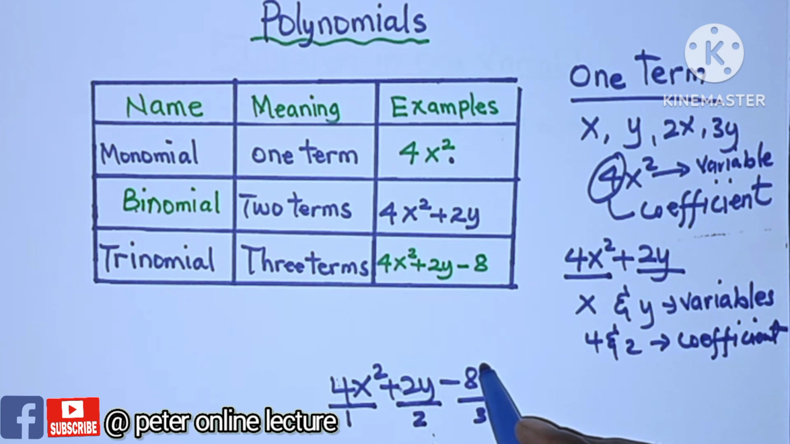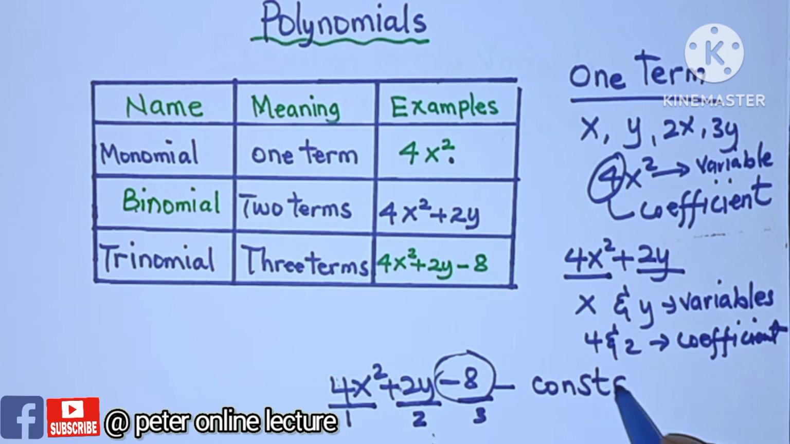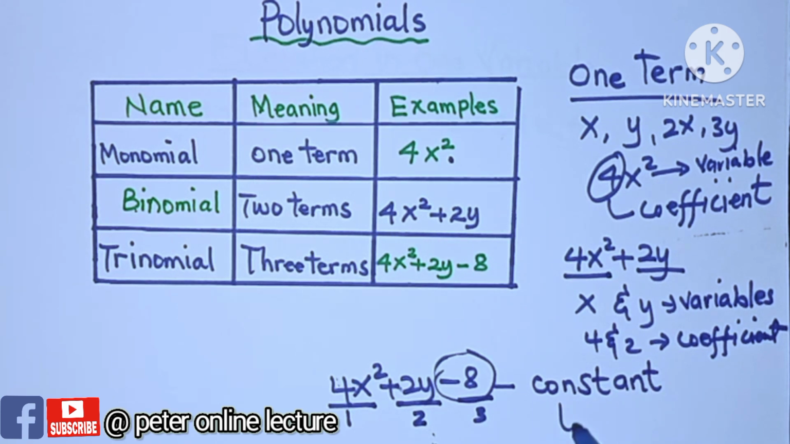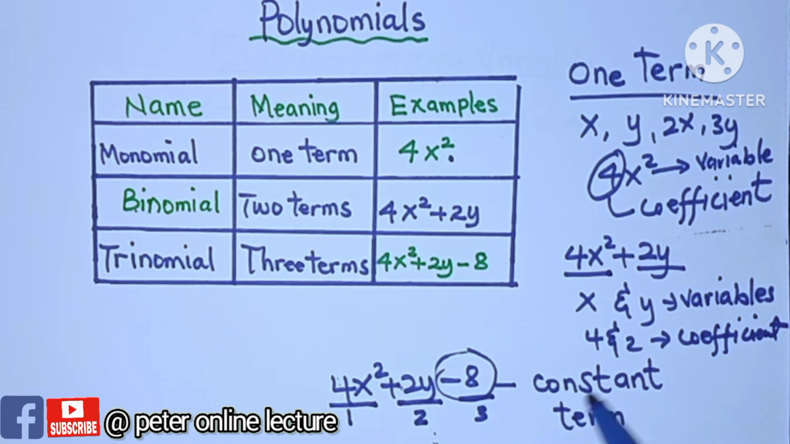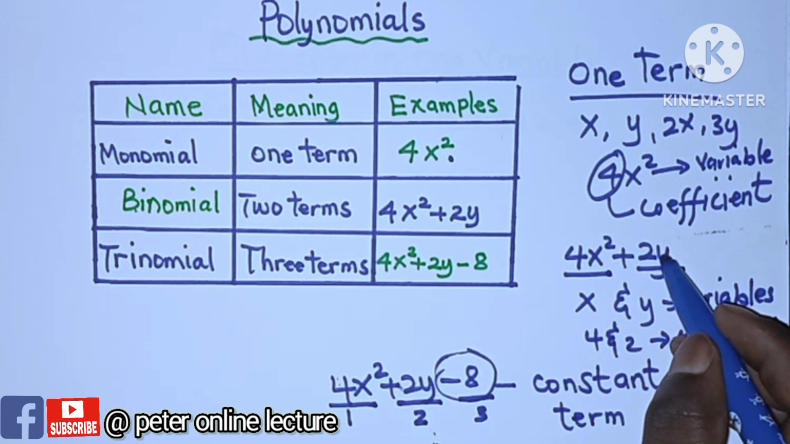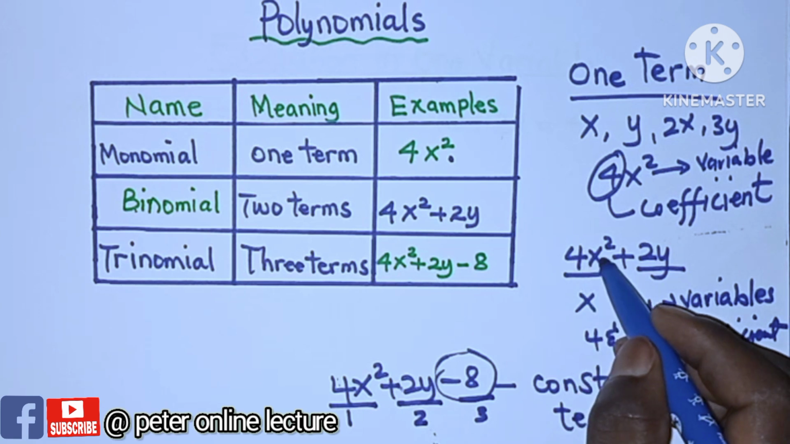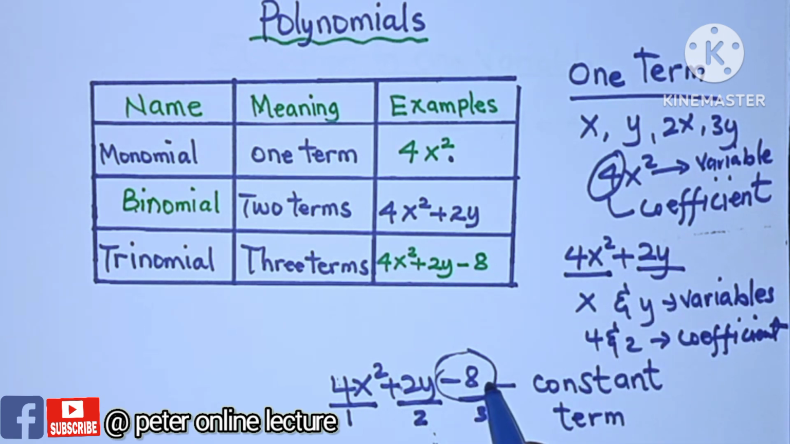So bear in mind that the 8 here is called the constant term. So whatever problem you have, this 8 here is what we call the constant. It is called the constant term because this 8 here is a separate one with no variables on it. 2 here is attached to a variable y. 4 here is attached to a variable x. But 8 here is attached to no variable. So the 8 is called constant.